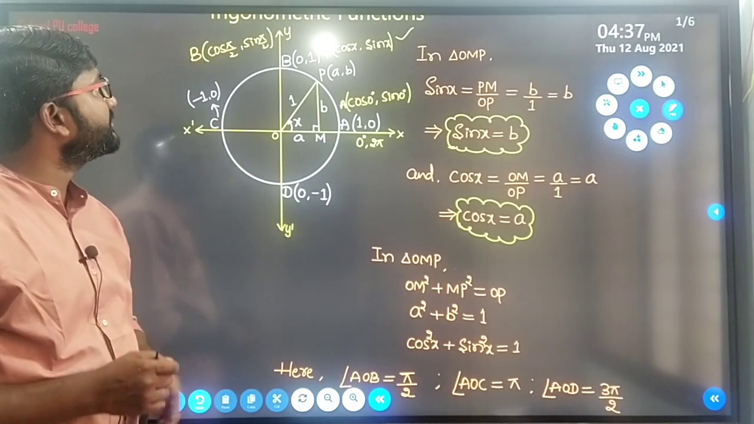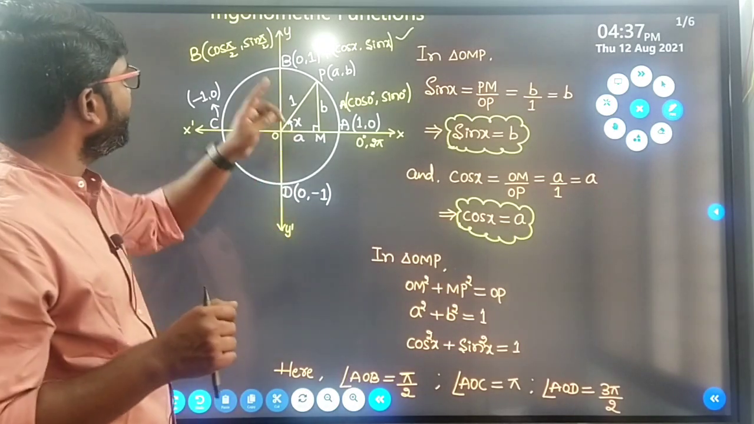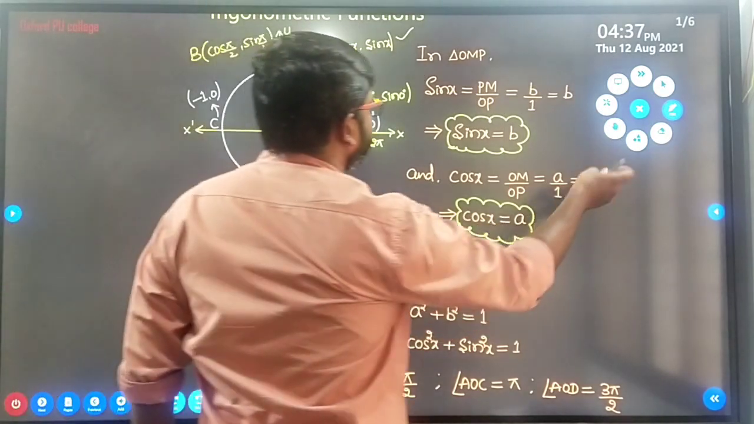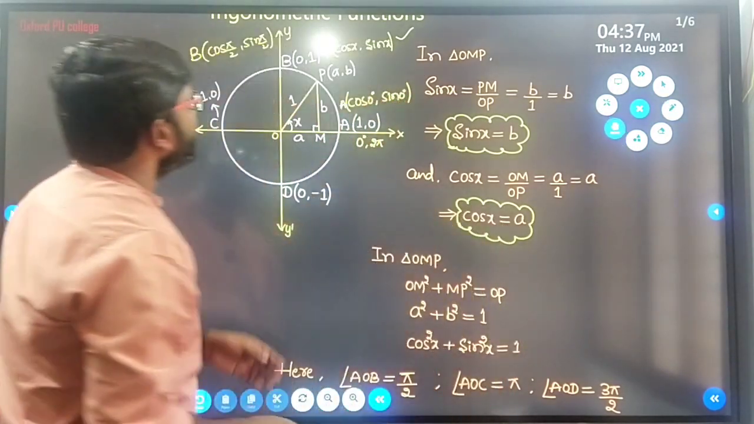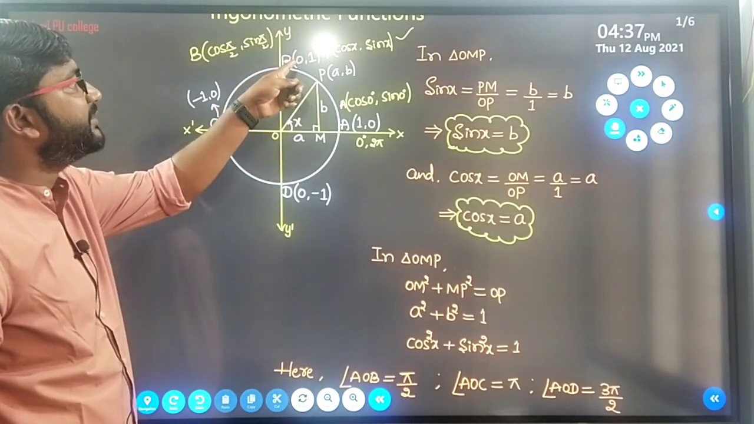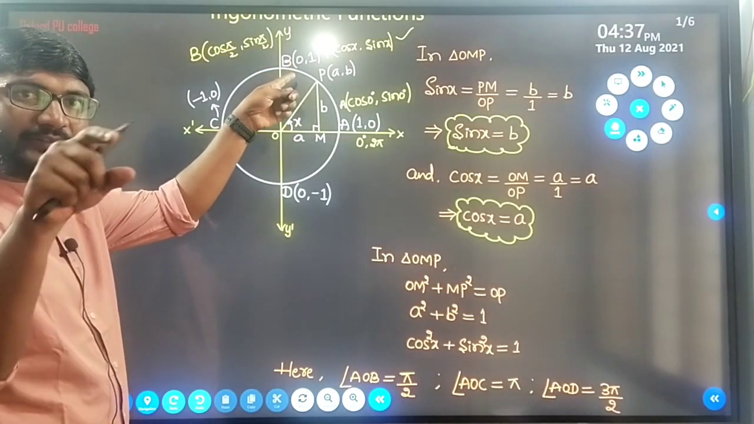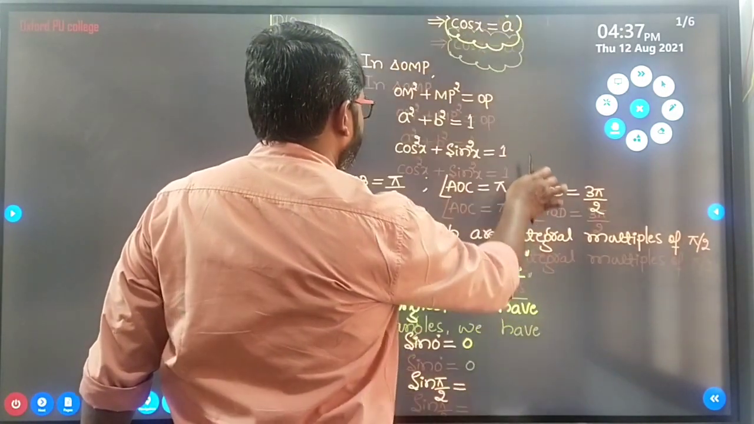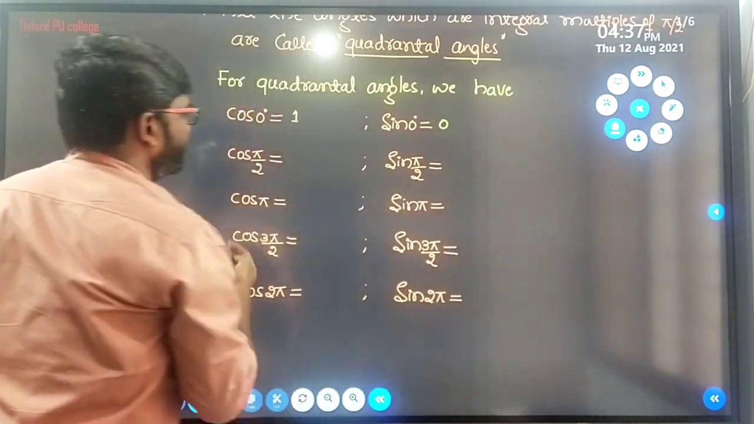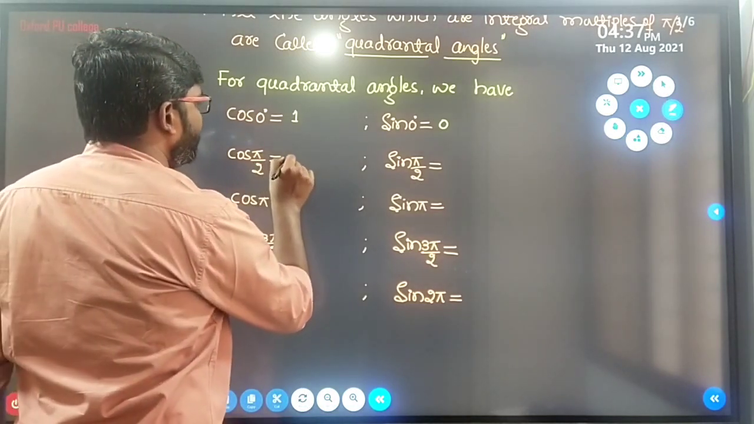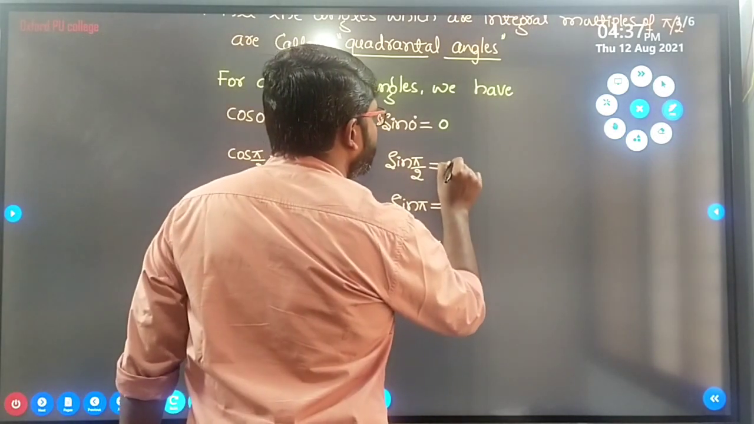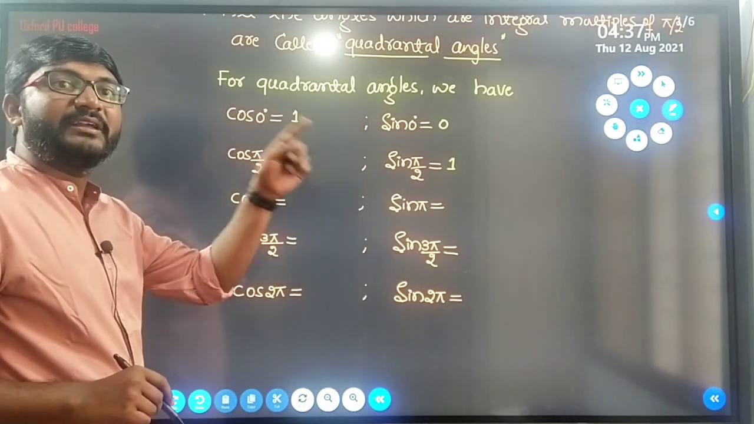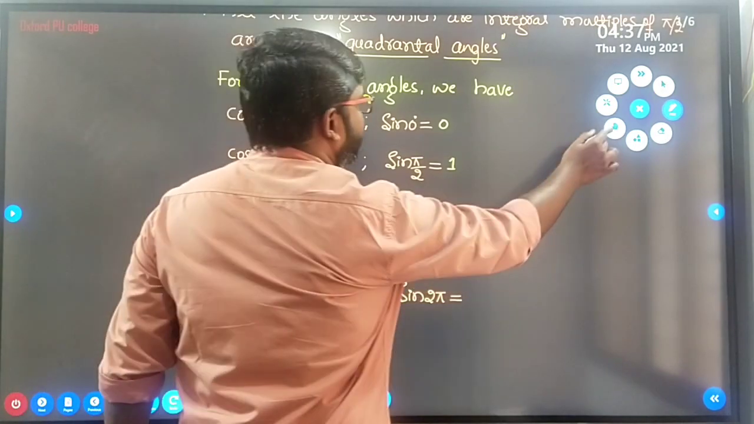So what is the value of cos pi by 2? It is 0, and sin pi by 2 is 1. So that we will have to write. Because on the y-axis the x coordinate must be 0. X coordinate means it is cos x. That is why cos 90 value is 0. So let us write those values here. Well, cos pi by 2 is 0, whereas sin pi by 2 is 1. Now which is the next angle? It is pi. Pi means again you are coming back to the x-axis.